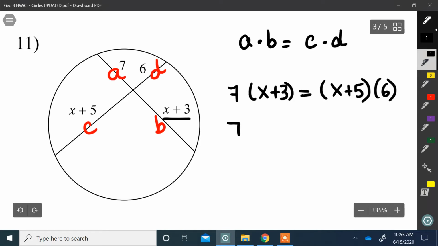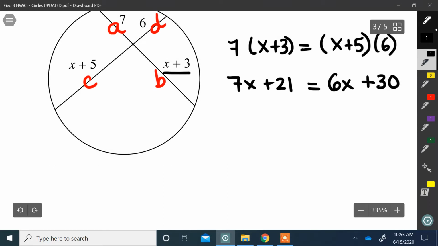Okay, so I have 7x plus 21 is equal to 6x. All I'm doing, guys, is distributing. 6 times 5 will be 30. Now let's go ahead and solve this one.